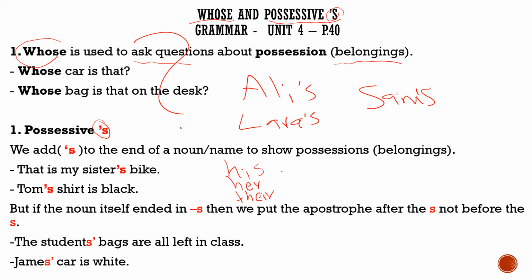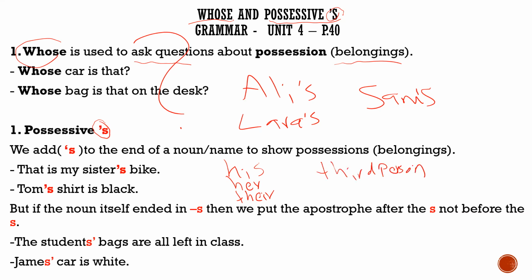You don't say, it's my book, it's Yasser's book. No, you don't use the name instead of my. Or, for example, it's your book, it's Lara's book. How can you say that? Okay, no. Only for third person.